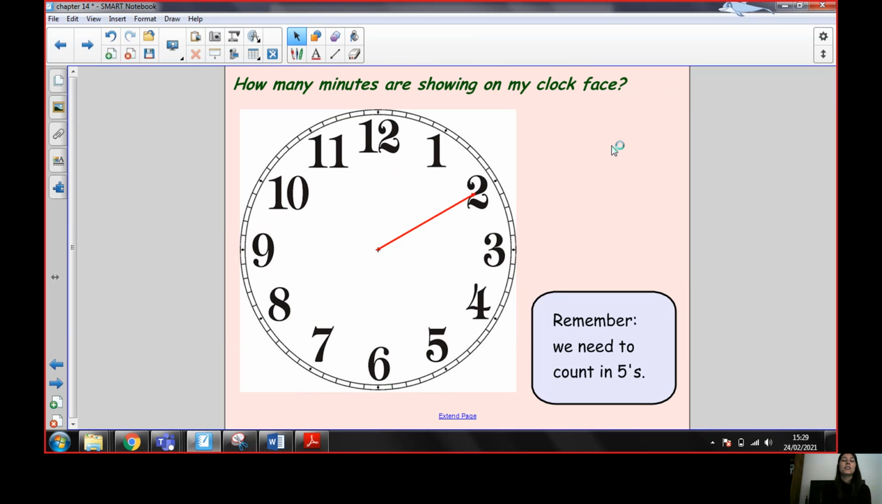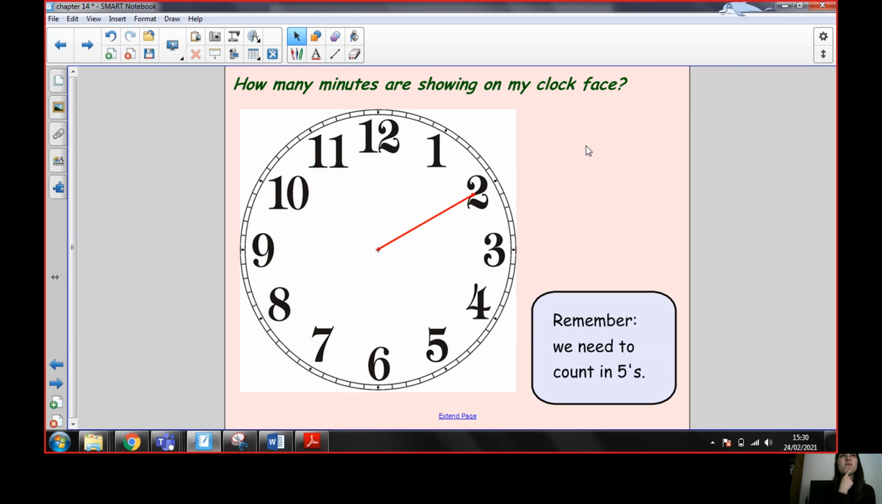You may notice that this clock face only has one hand. I've only drawn the minute hand on this clock face because we just want to practice for now counting in fives to find out how many minutes are being shown on a clock face. We're not going to be looking at the hour to begin with. So, what did I have to count in around the clock face to calculate the number of minutes?